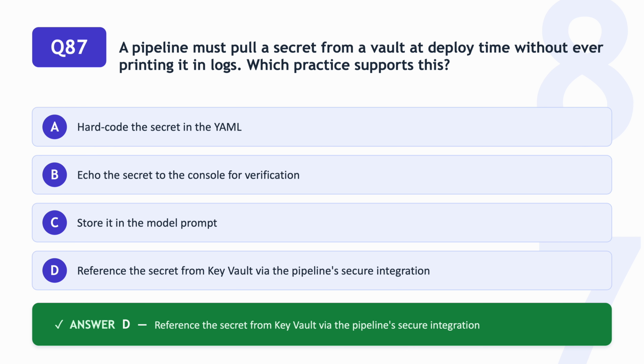Correct answer, D. Reference the secret from Key Vault via the pipeline's secure integration. Why D is correct? The requirements are secret stored in a vault, retrieved during deployment, never exposed in logs, secure automation.